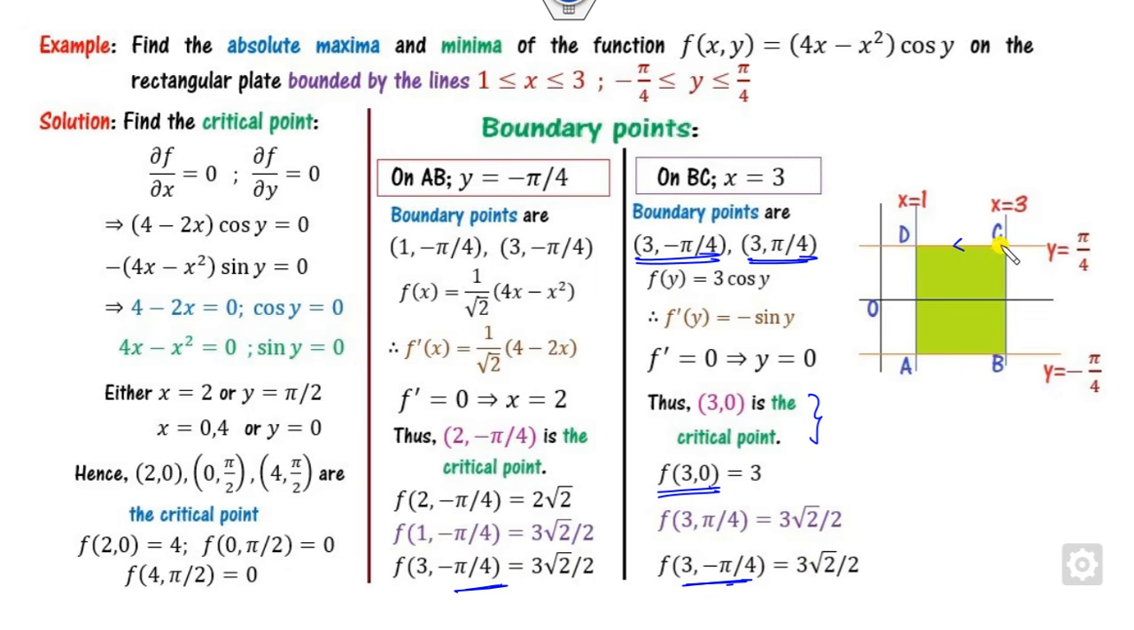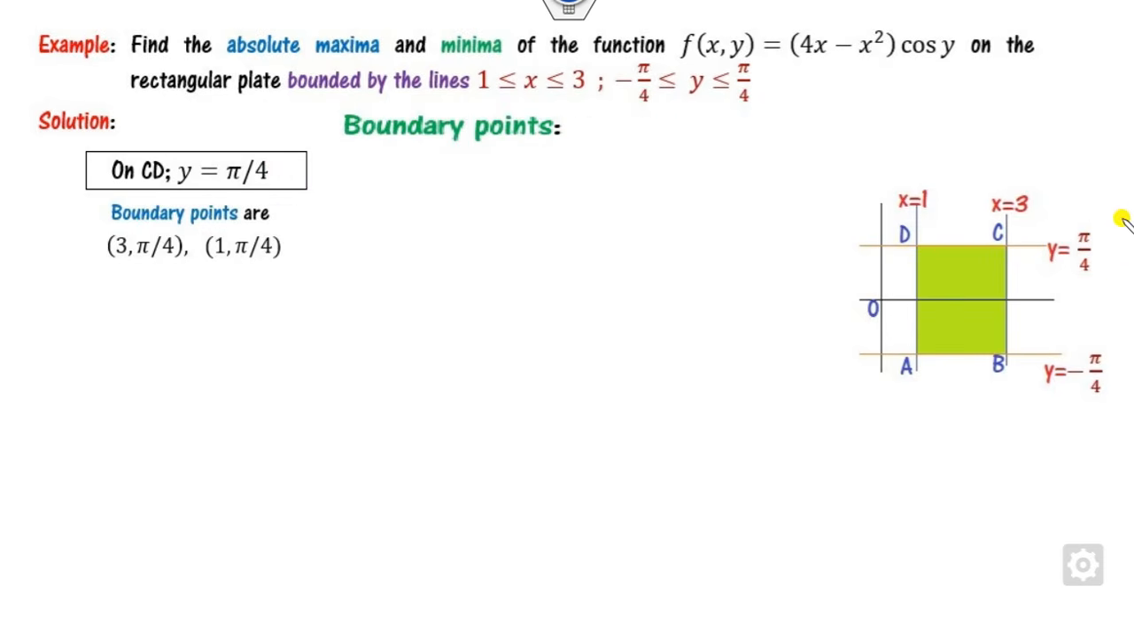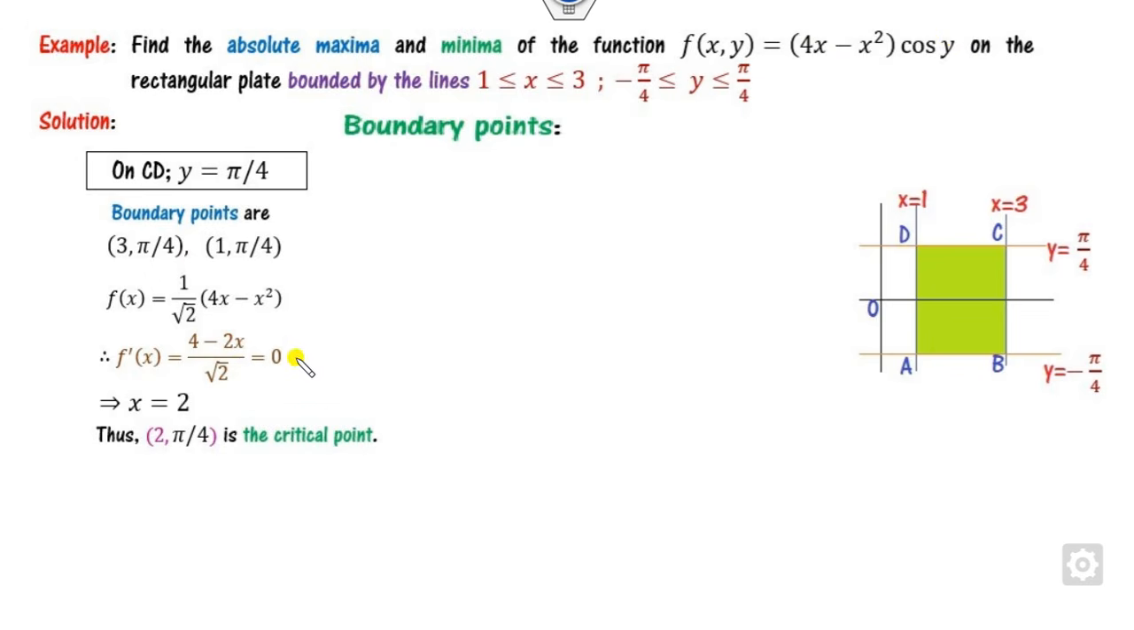Similarly, we can compute on the line segment CD. On the line segment CD, y is equal to pi by 4 is given to you, and the boundary points are 3, pi by 4 and 1, pi by 4. Substitute this y is equal to pi by 4 here. You can get the function value of this. So therefore, this is my critical point.